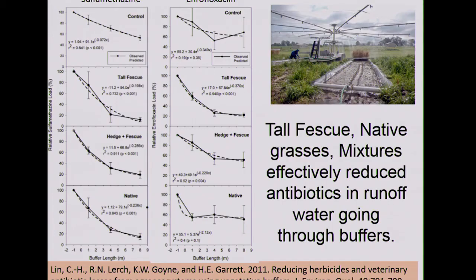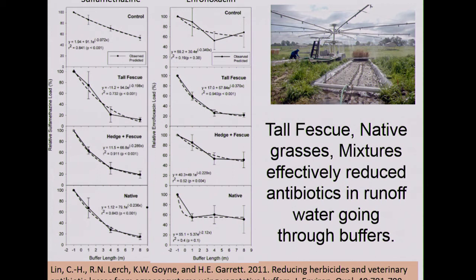This study was done at Bradford Farm. Chung Ho Lin, Dr. Lerch, Dr. Goyne, and Dr. Garrett were the PIs of the study. This is a rainfall simulator. Plots are about 16 meters long, 8 meters of the feeding area, and there's a buffer. Different buffers were compared, tall fescue, native grass, and mixtures. This is the control for these 2 antibiotics.